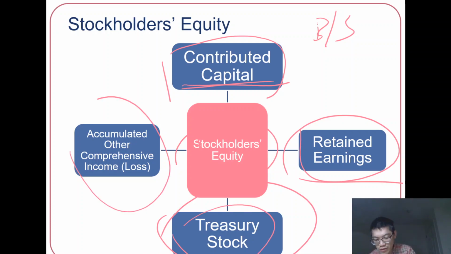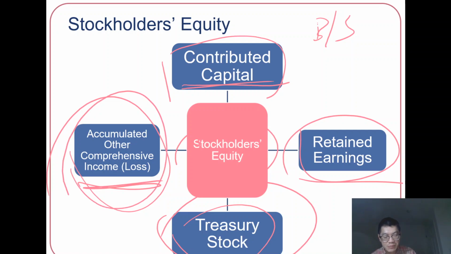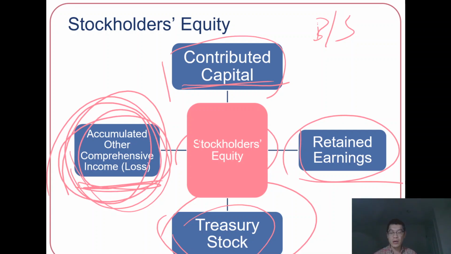And then we have something called accumulated other comprehensive income and loss, and this item is not from the regular business, so it's not from your operating activities. It's from other things. And in this chapter, also in this course, we don't talk a lot about this, because it's very complicated to talk about. So for us, we don't need to worry about this too much. Okay, so we only focus on these 3 things.